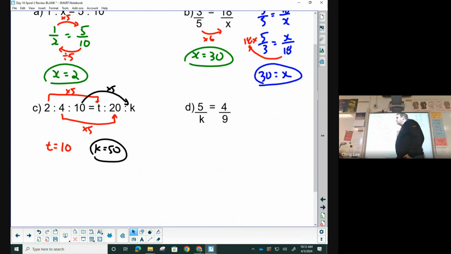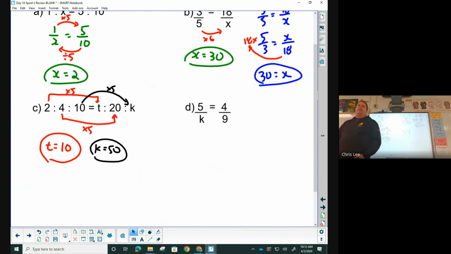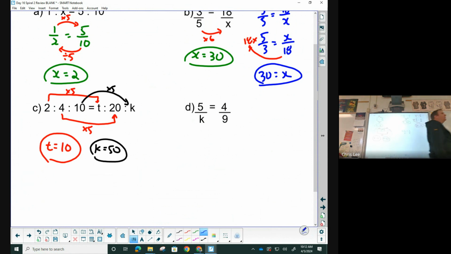All right, how about D? Are those friendly numbers? Not so much. What do I multiply by 5 to get 4? That's not a friendly number. So that's where I'm going to use the blue method because I know it's going to work all the time. Your unknown is on the bottom. What should I do first? Flip it.